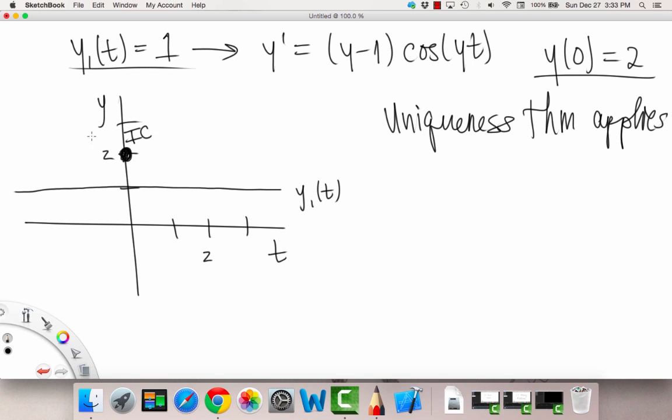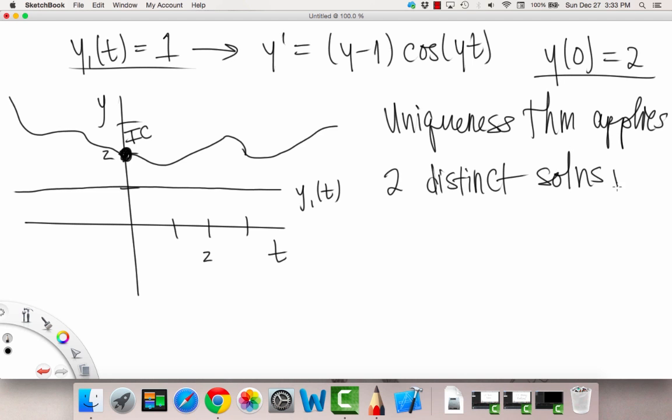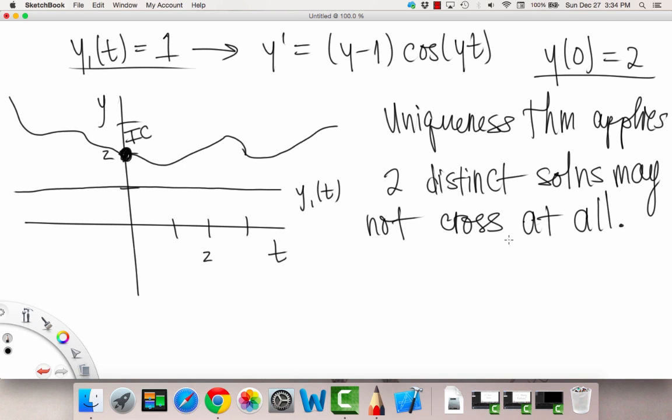Alrighty? The uniqueness theorem basically says that this particular solution, which satisfies the initial condition and the ODE, cannot cross the other solution. We can't have something where it dips down and goes like that, because we would have an intersection between our two solutions. We're not allowed to have that by the uniqueness theorem. Because it applies, it says that two distinct solutions may not cross at all, basically. Two distinct solutions, meaning they're not the same solution, may not cross at all.